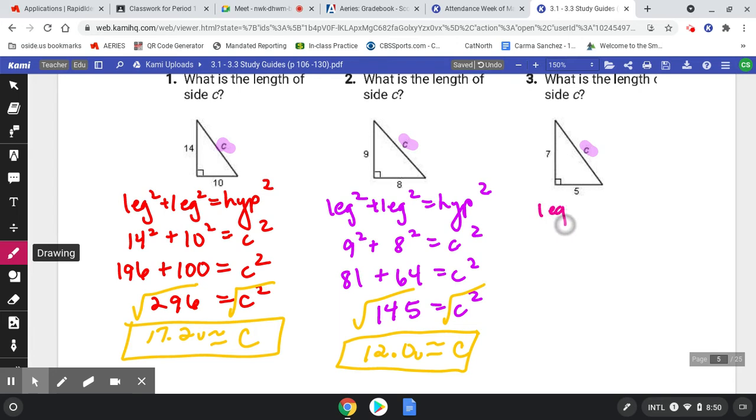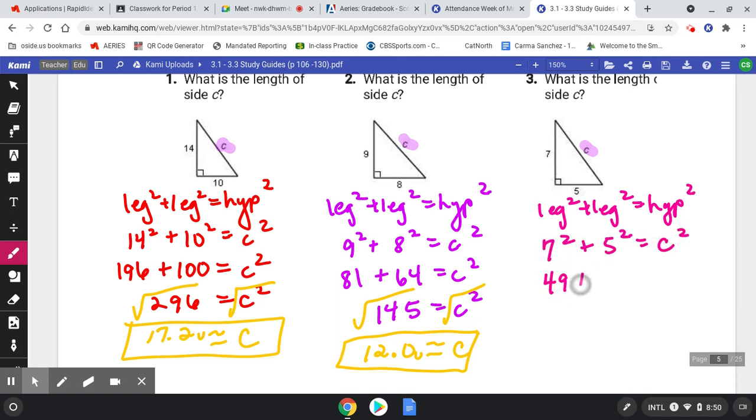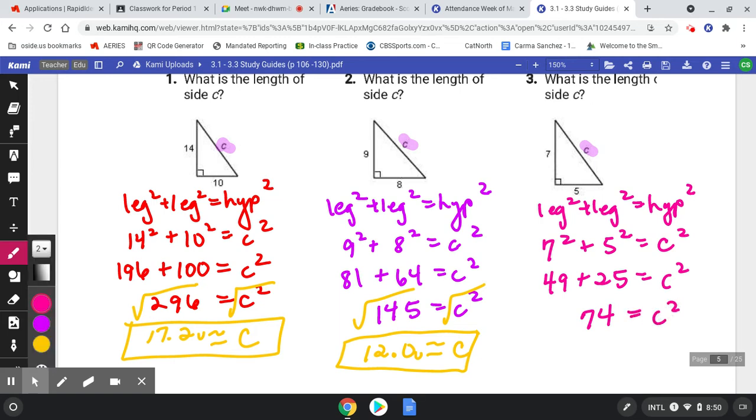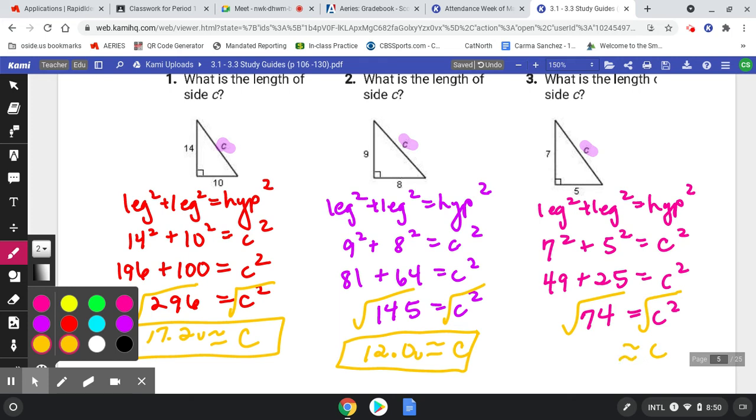We've again got leg squared plus leg squared equals hypotenuse squared. 7 squared plus 5 squared equals our unknown. 49 plus 25 comes out to 74. Take the square root of both sides. C is approximately 8.6 U for units. How'd you do?